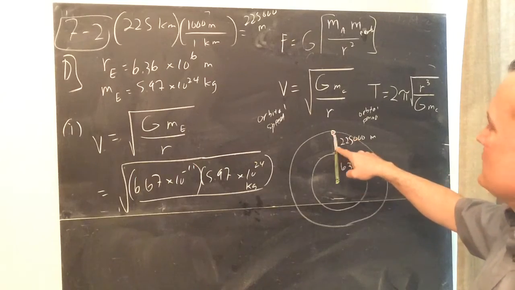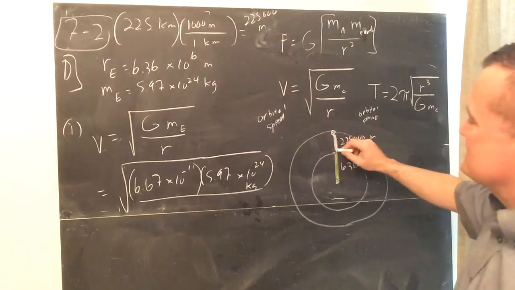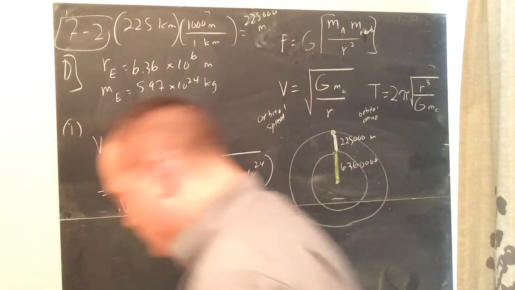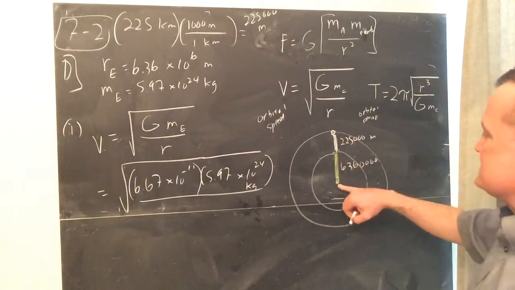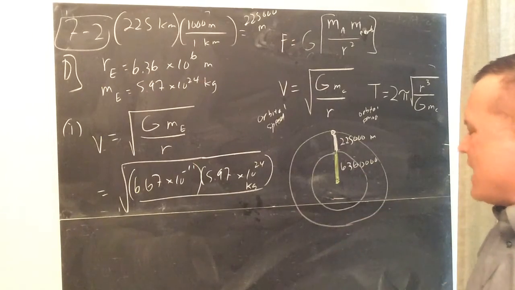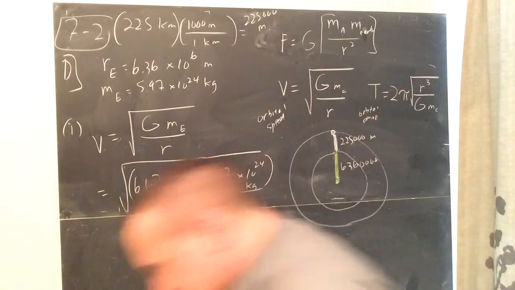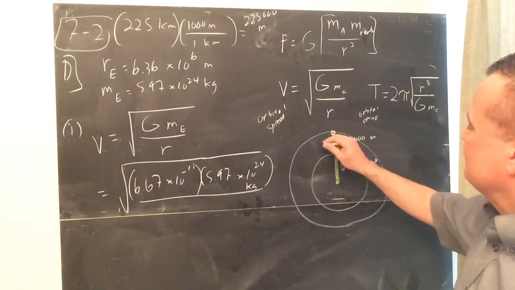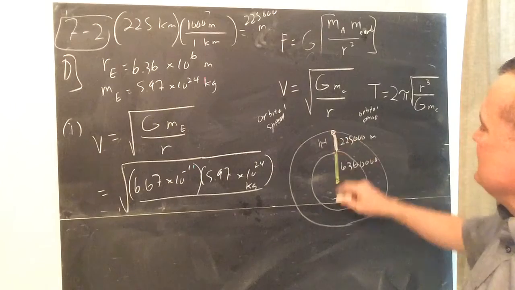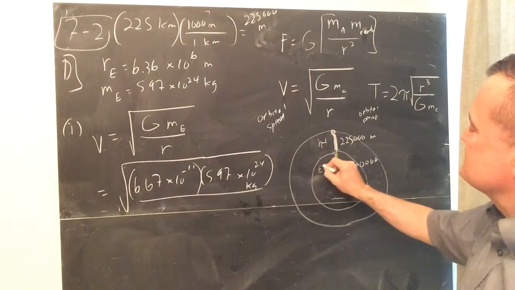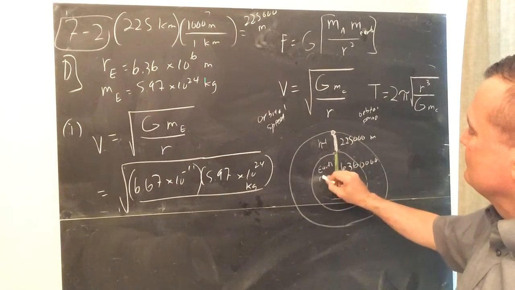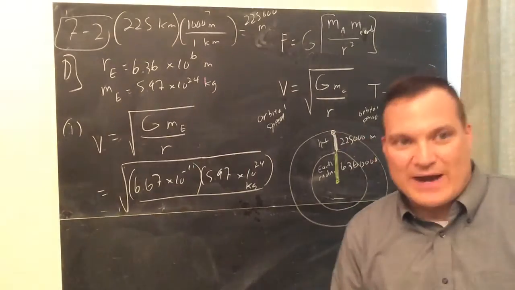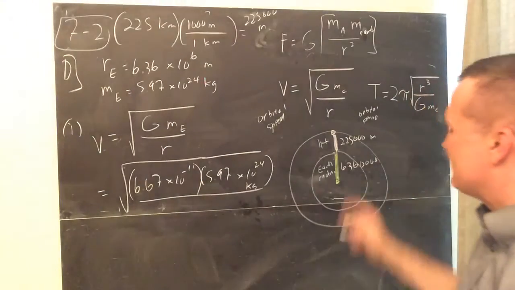Oh, did I say it wrong? I did say that wrong. This is the height above Earth, 225,000 meters. That's how far it is above the surface there. But what we need is the full radius. So you've got to add it all together, from center to center. The height above Earth plus the Earth radius, in green, is the orbital radius, from center to center.